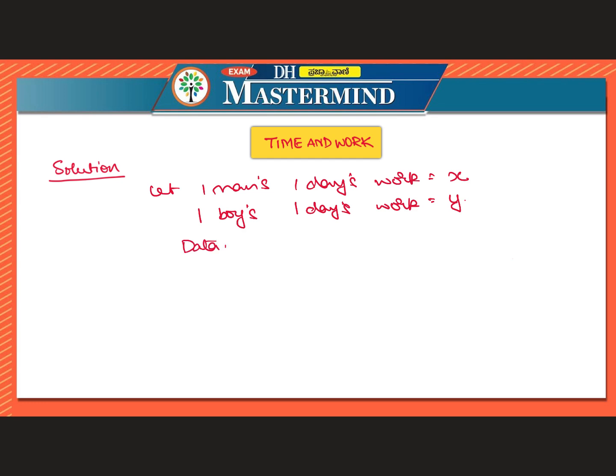provided, two men and three boys can do a piece of work in 10 days. So according to this data, two men, 2x, plus 3 boys, that is 3y, can do a piece of work in 10 days. That is, they can do 1/10th of the work in 1 day. So let this be equation 1. So 2x plus 3y equals 1/10.